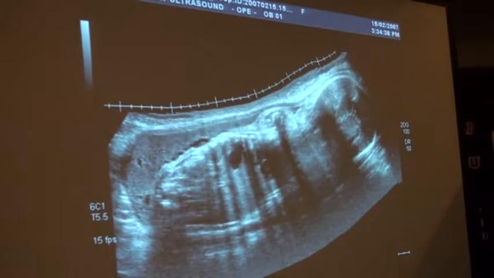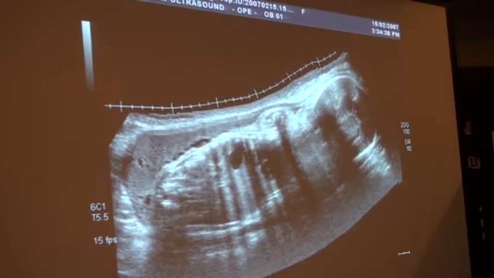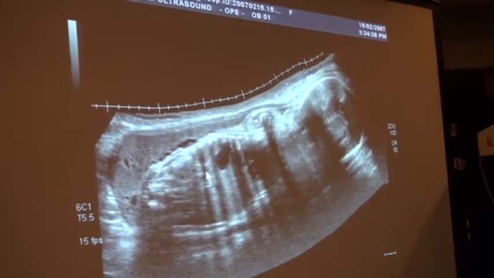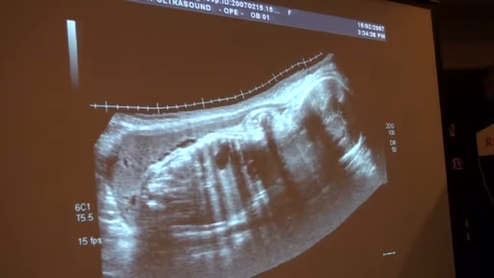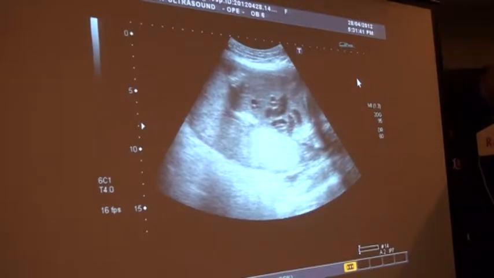And the best way to do that is a panoramic scan, which shows this is the head, this is the stomach, that's the placenta, and that's the heart, and there's no amniotic fluid in any pocket whatsoever.